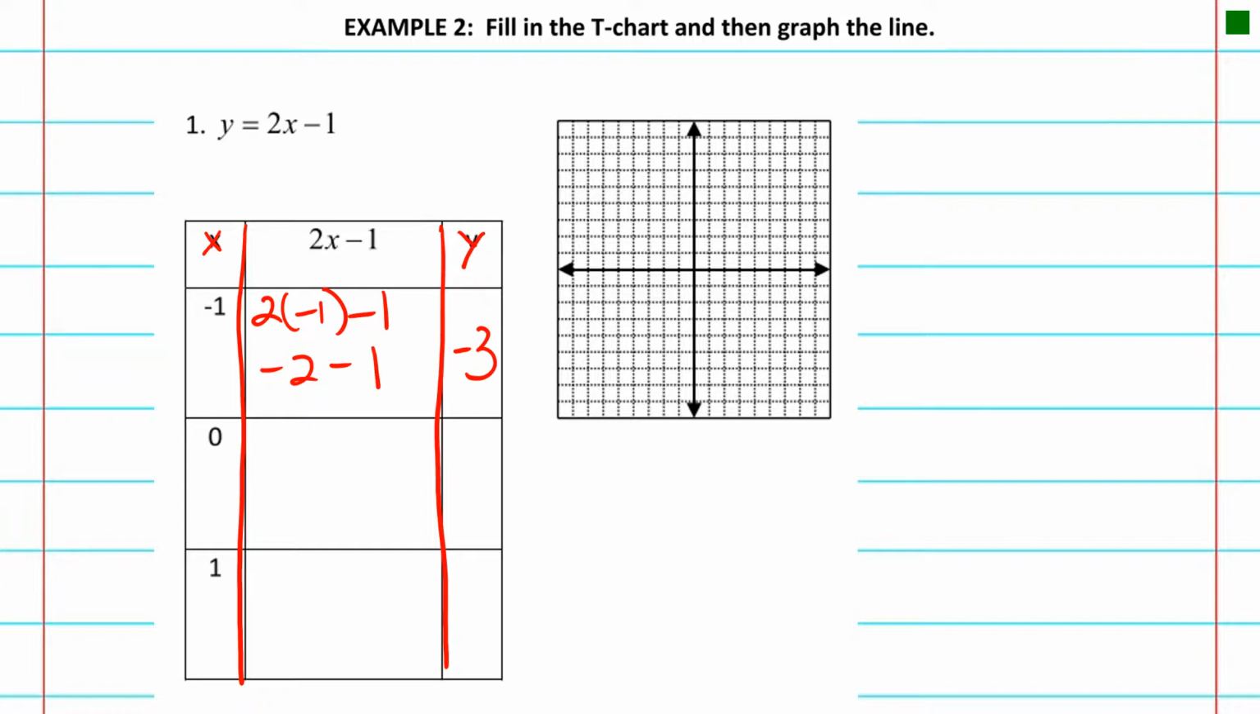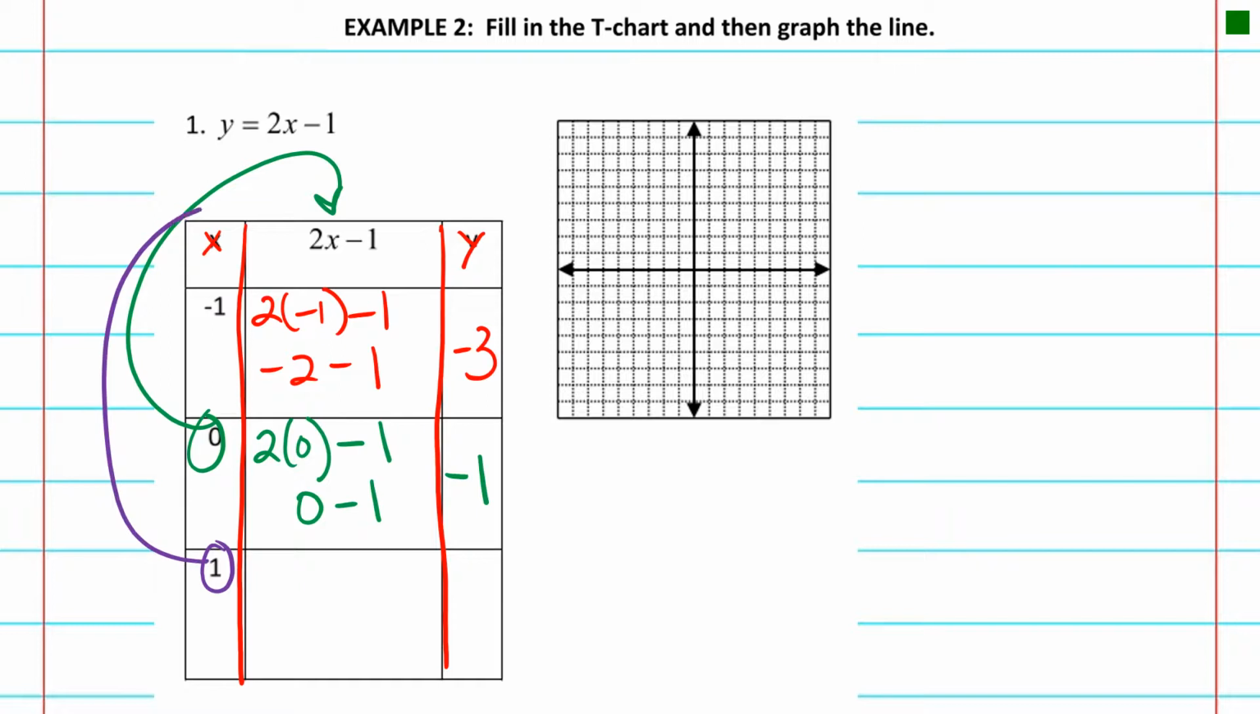All right, so now we're going to try the 0. So again, I'm going to plug in a 0 for the x. So I write 2, and then I plug in a 0 minus 1. So I get 0 minus 1, which gives me negative 1. Make sense? I bet you can do the 1 by yourself. Now I'm going to plug in the 1. I have 2 times 1 minus 1. So that's 2 minus 1, which is 1.